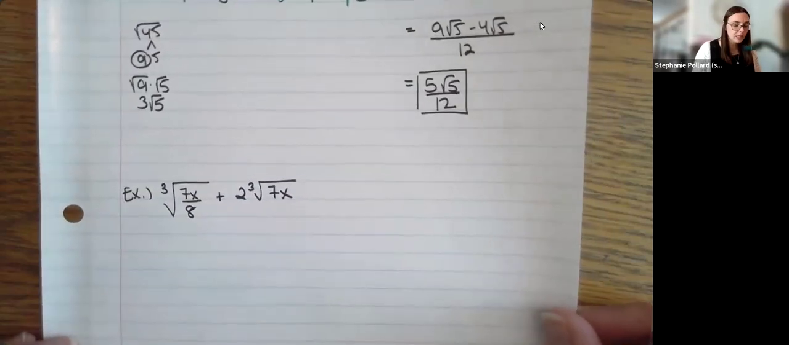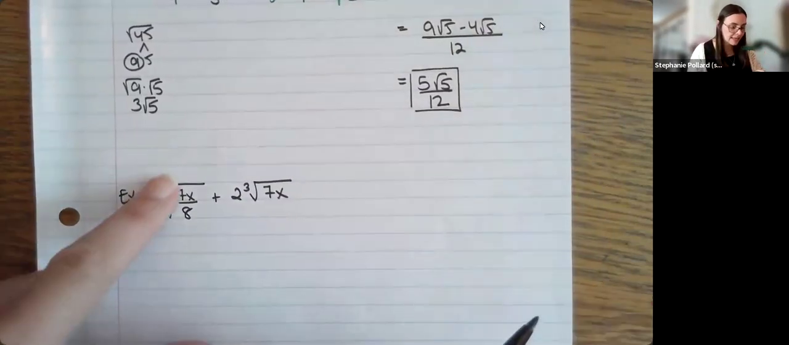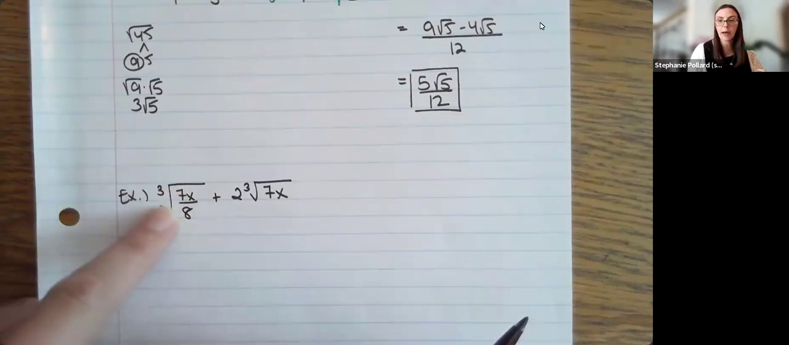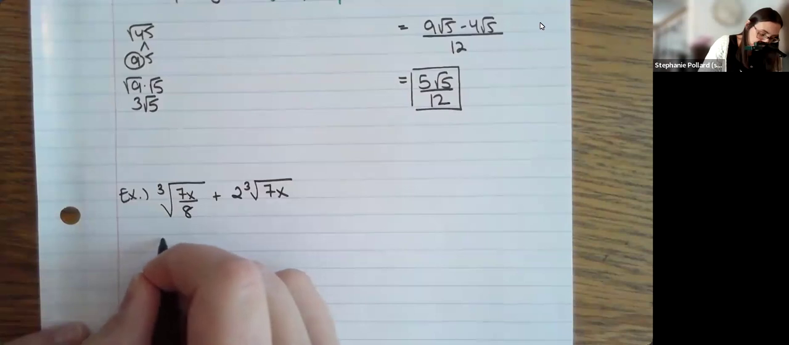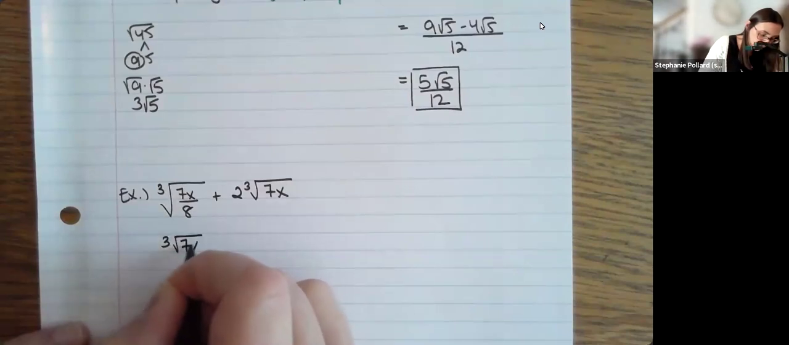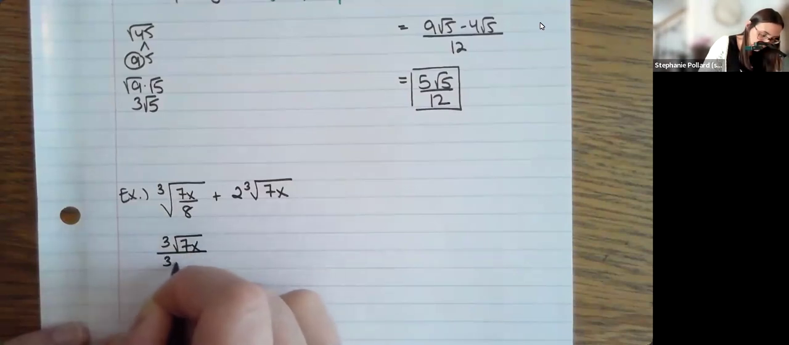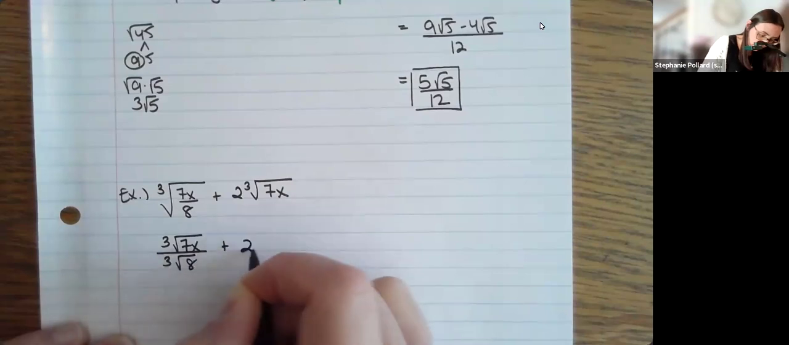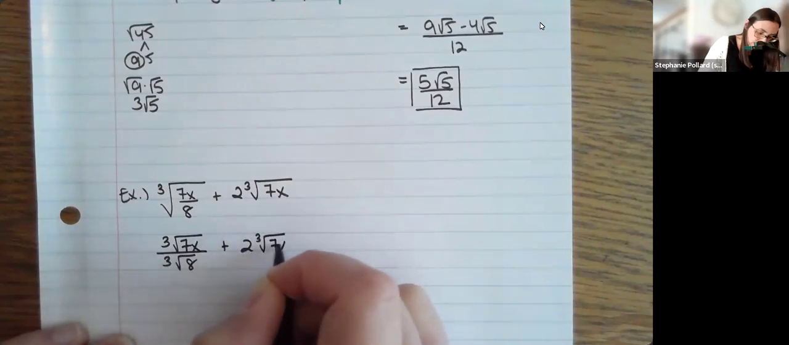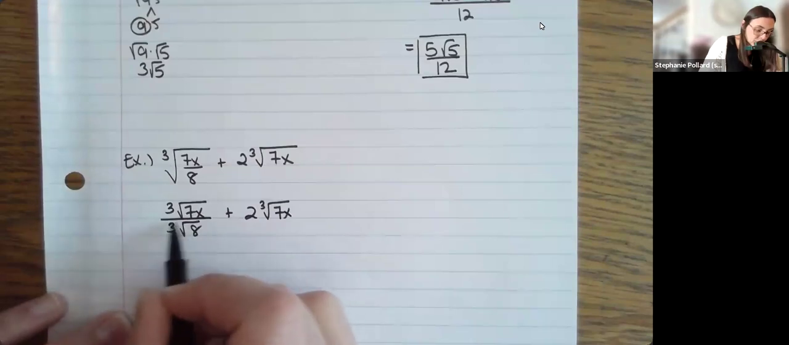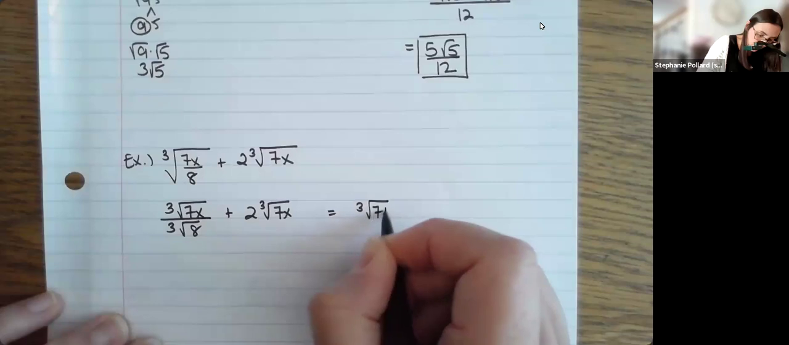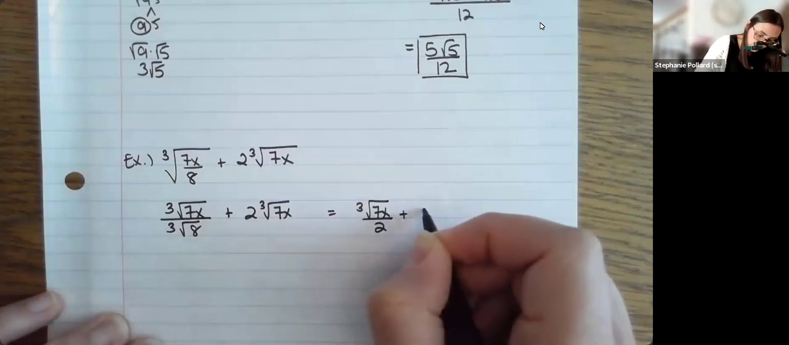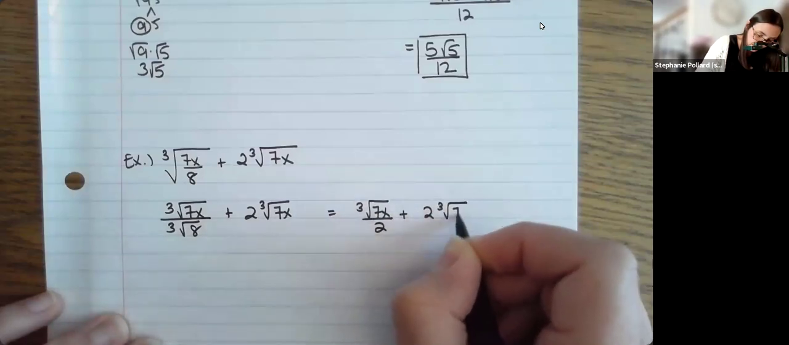For this last one here, I am going to start by breaking this down a bit because I see that 8 in the bottom, and I know 8 is a perfect cube. So I'm going to write this first piece as the cube root of 7x over the cube root of 8. And then the cube root of 8 is just 2. So this becomes the cube root of 7x all over 2 plus 2 cube root of 7x.